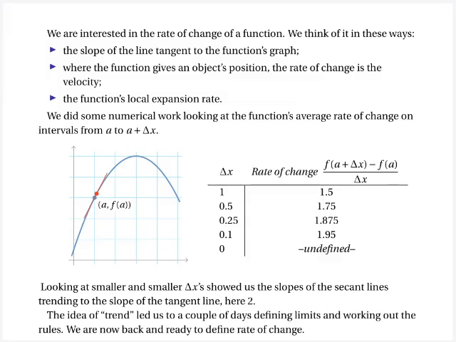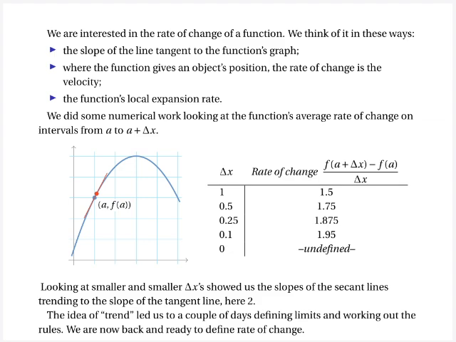And of course, when delta x is 0, the expression f of a plus delta x minus f of a over delta x is undefined. You've got a 0 in the denominator. Nonetheless, I think we have a sense that if you follow that very next step, think of it as a bead on a string, you let that red point slide down, then you're looking at a sensible value of 2. So looking at smaller and smaller x's showed us the slopes of the secant lines trending to the slope of the tangent line, which we look at these numbers and say it's 2. Come on, it's 2.